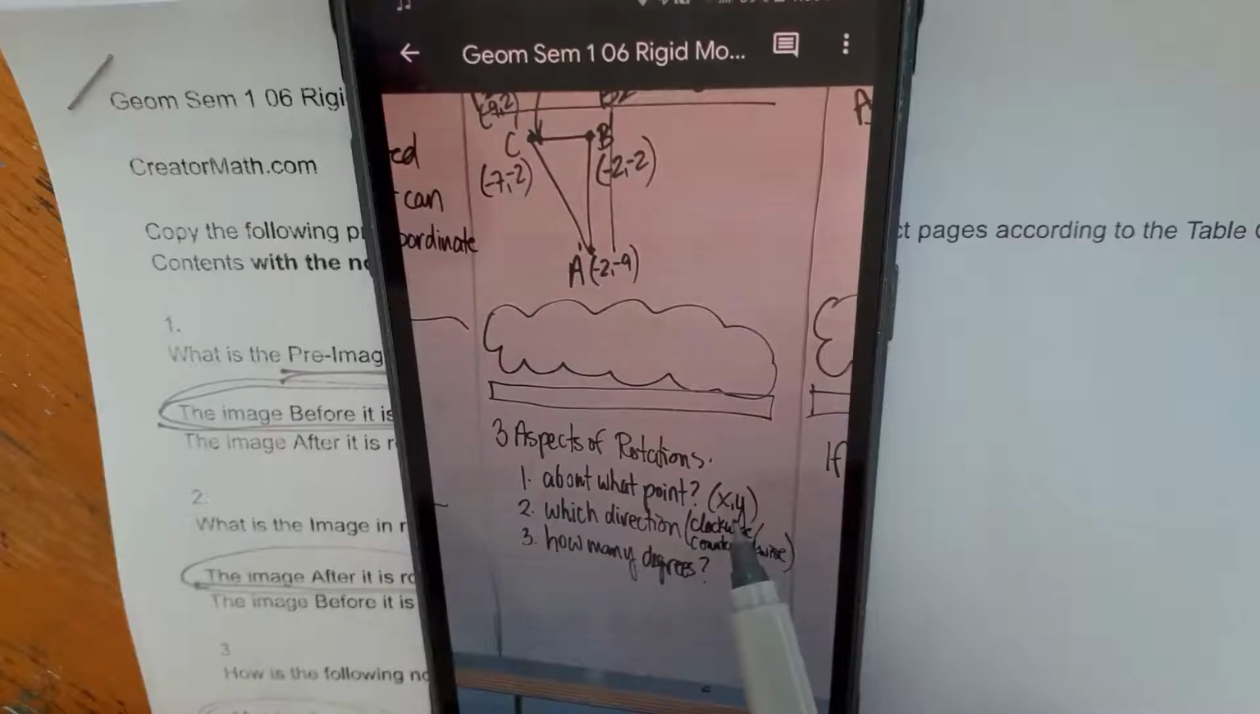About what point is it being rotated? If they don't say, then it's about the origin 0, 0. Because rotations get a lot more complicated for us to figure out. So oftentimes the origin 0, 0 is used just to make that a little bit more amenable to us.